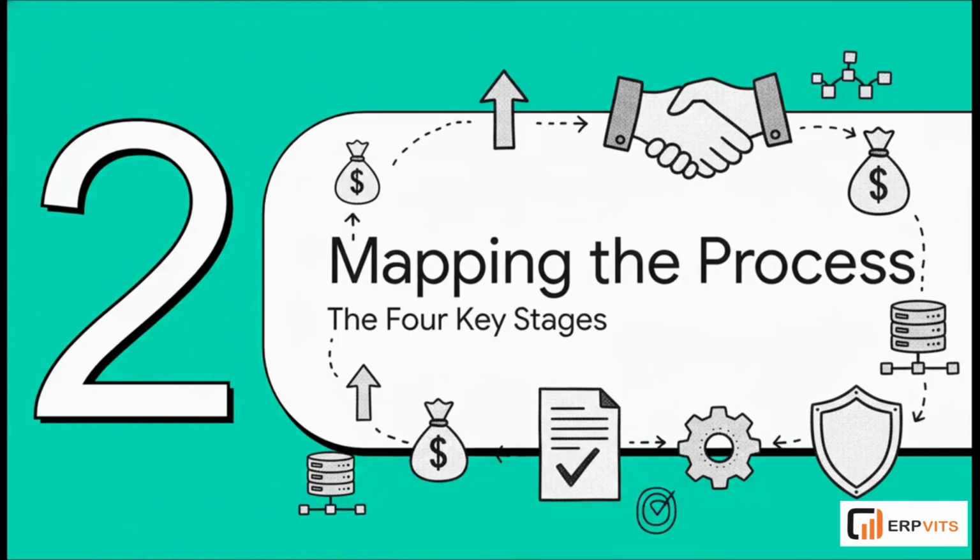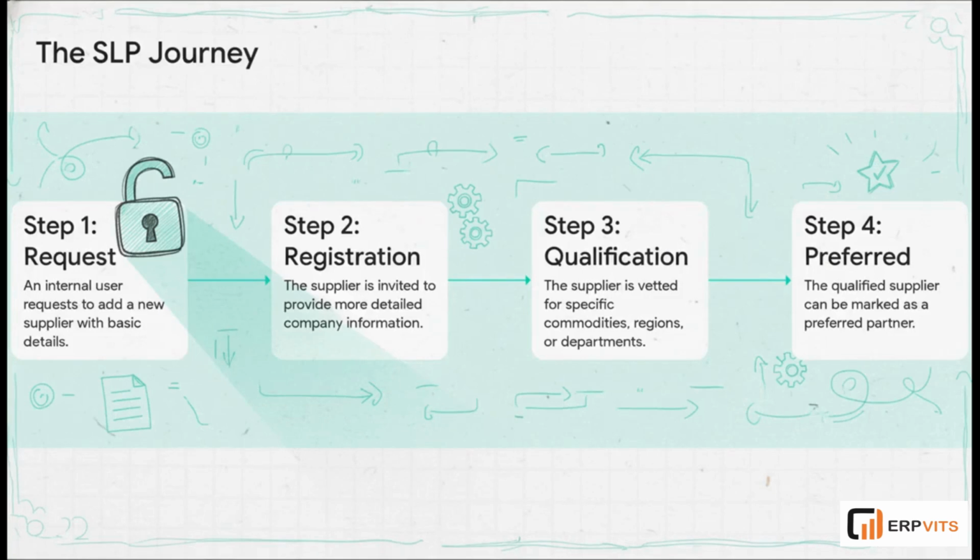Now, this whole supplier lifecycle, it's not random, especially when you're working inside a powerful system like SAP Ariba's SLP module. The whole thing follows a very clear, very logical path. Okay, so the journey always starts with a request. That's what we're focused on today. After that, it moves to registration, then qualification, and if they're really good, they might become a preferred supplier. But here's the thing: none of those other steps can happen, zero, until you clear this first one. The request is the absolute mandatory gateway.